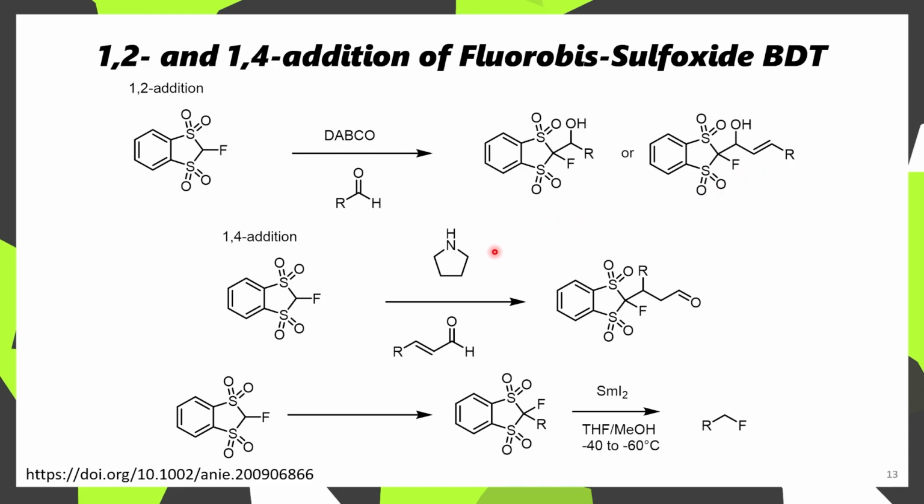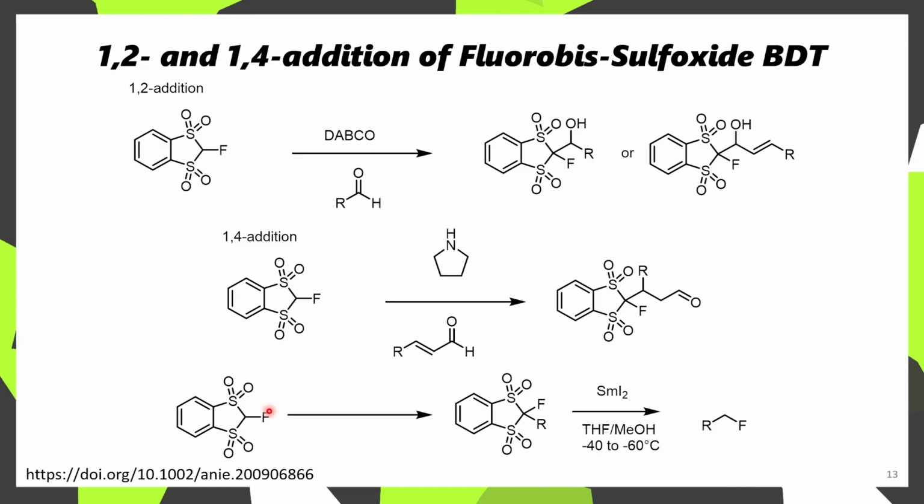However, if instead of DABCO you use pyrrolidine, you'll form an iminium species, and this then makes it possible to do a 1,4 addition, and if you add a sufficient amount of this starting material, you'll do a 1,4 and a 1,2 addition, which may or may not be desirable.